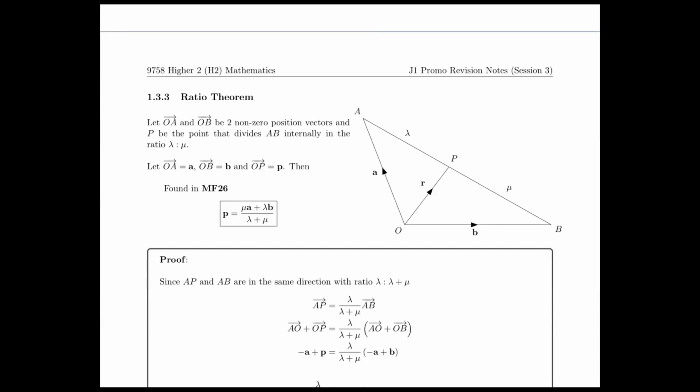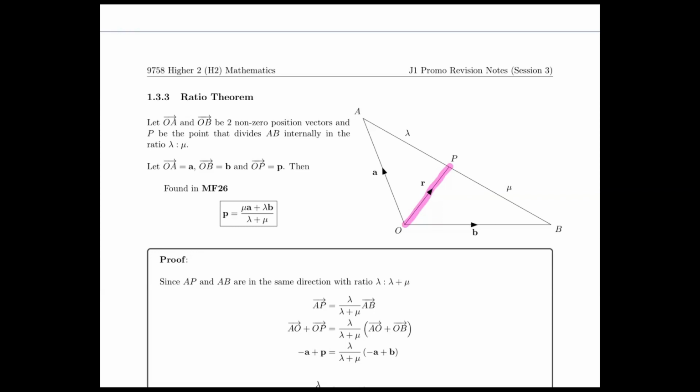Now, the ratio theorem states that you can find what is the vector of the line in the middle. Okay, that will be your OP vector. And the formula is given there. This formula is found in your MF26, so you don't need to memorize, but good to remember the whole thing.